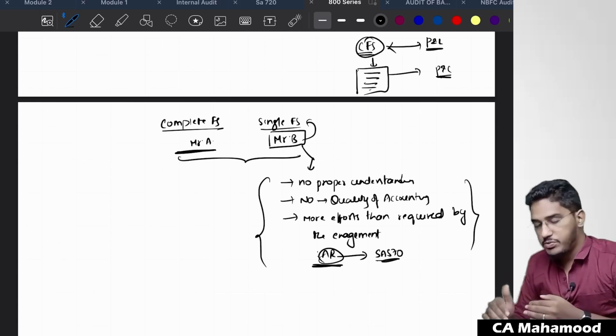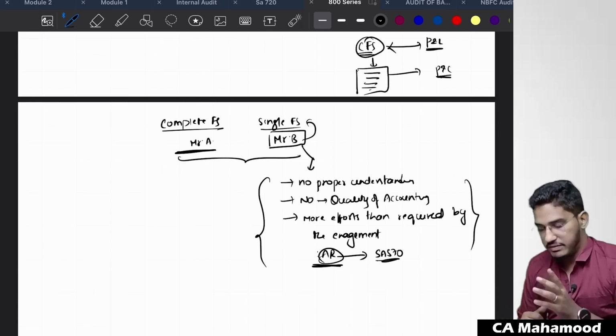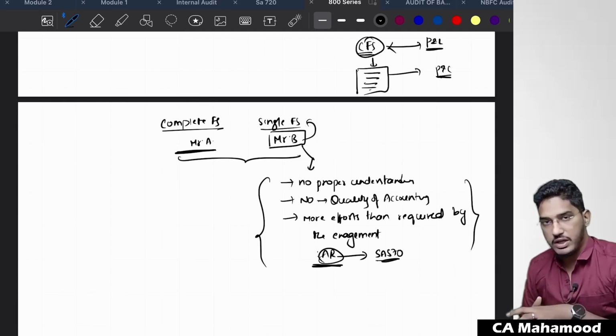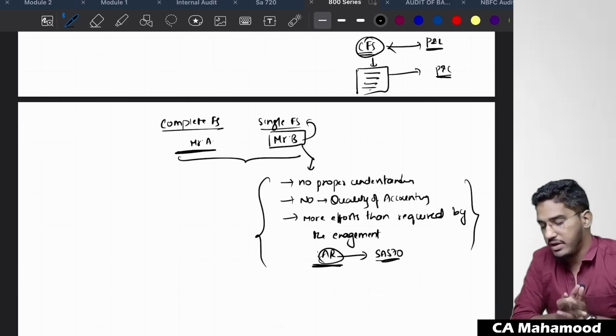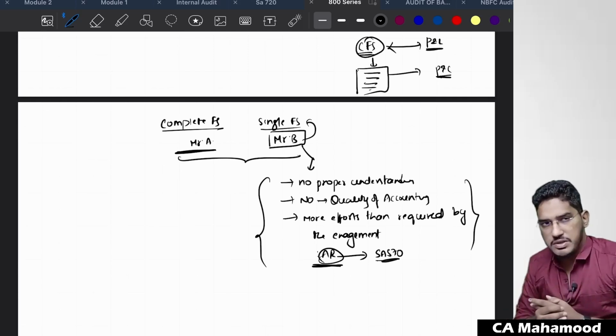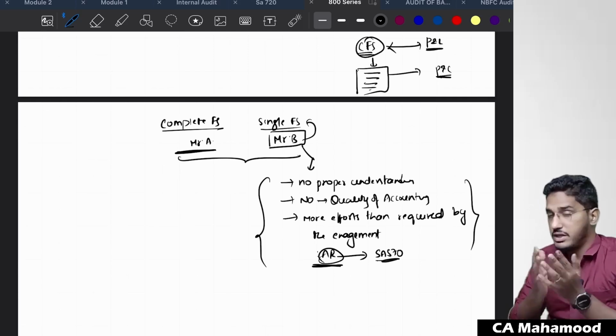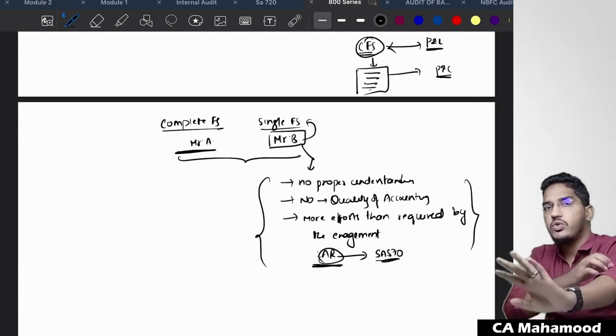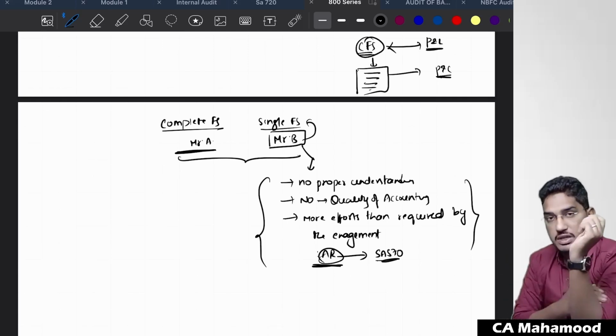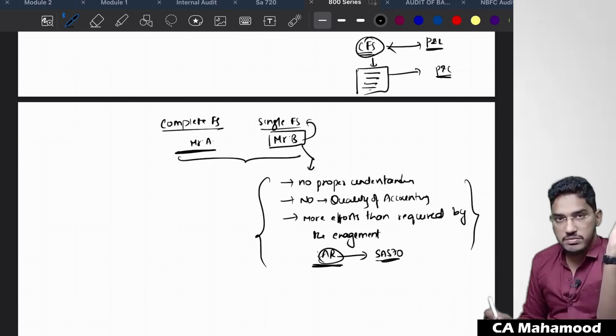If these problems are not arising, well and good. Even though you are appointed to conduct the audit of a single financial statement, if you don't have any trouble in understanding the business or the quality of the accounting system, and you are not required to perform extreme efforts, you can complete the audit within limited efforts, and there is no problem. You can happily go and conduct the audit of the single financial statement. But in some cases, these problems will arise.